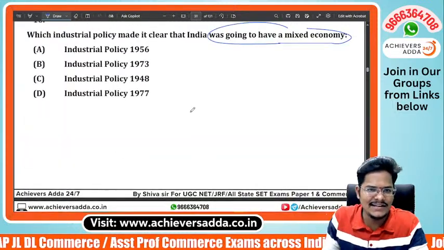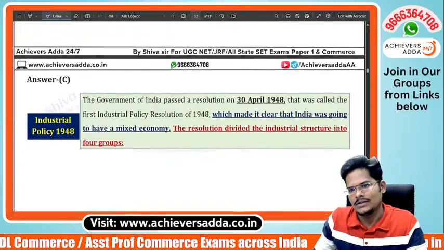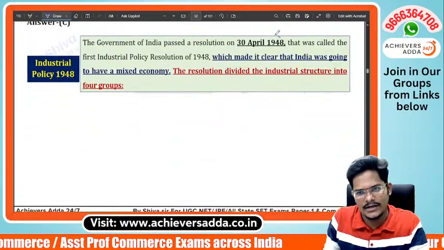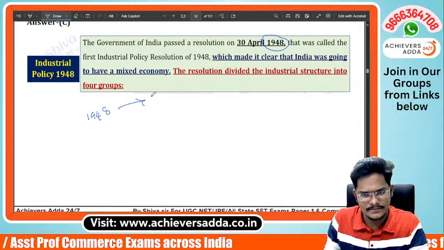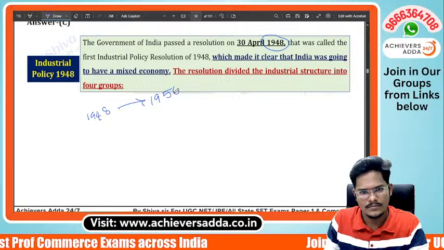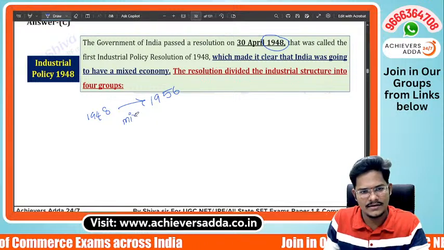Answer is 1948. So year 1948 till 1956, India is mixed.